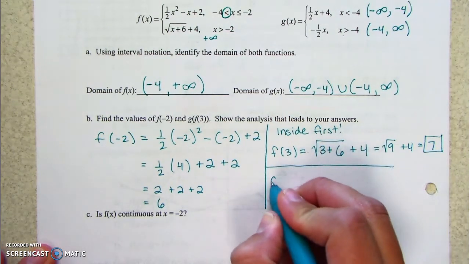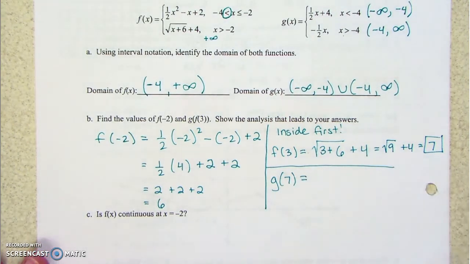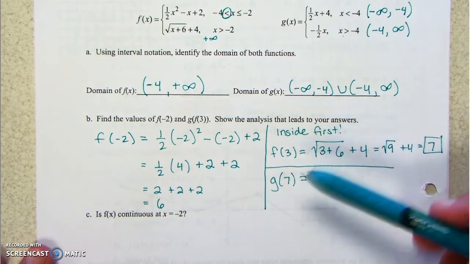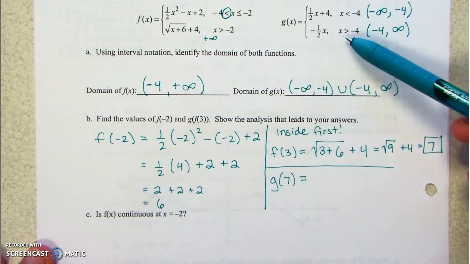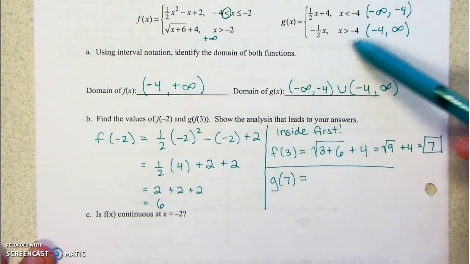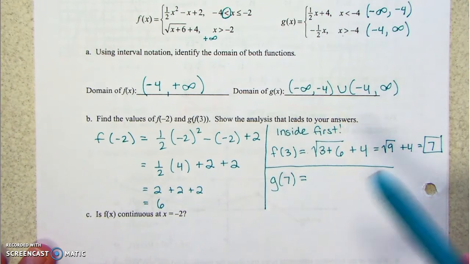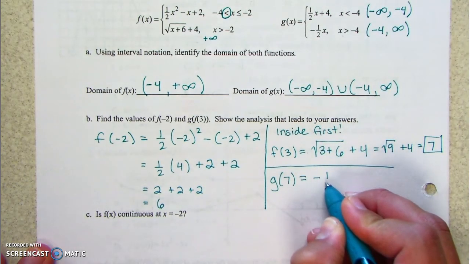Are we done? No. So we're supposed to take f of 3, which is 7, and plug it into the g function. Now, g is also a piecewise function, so you need to make sure you plug it into the correct piece. So is 7 less than -4, or is it greater than -4? Greater than -4, so we're going to plug it into the bottom piece. Again, you can't plug it into both of them. You only plug it into one piece.